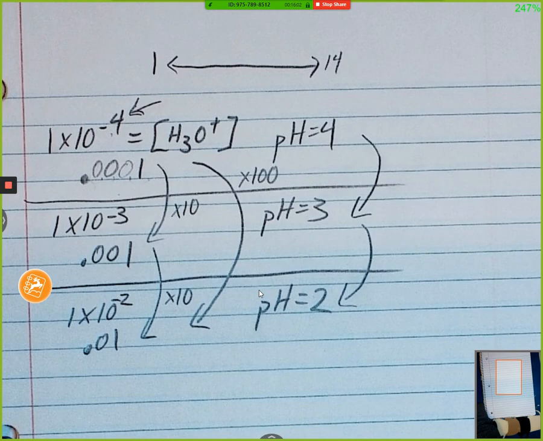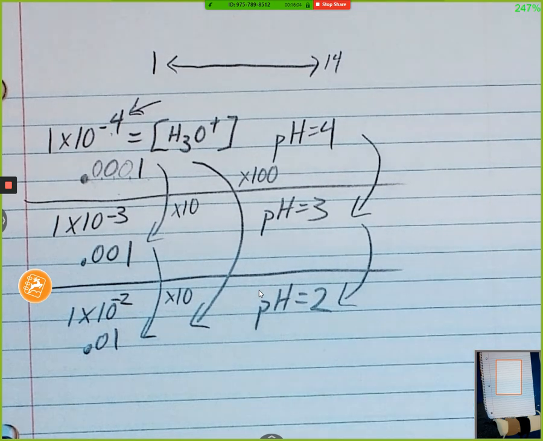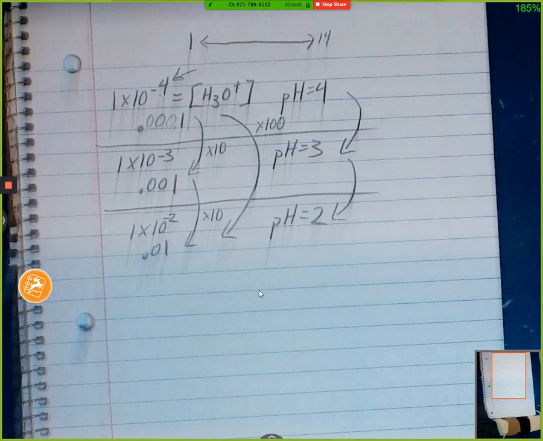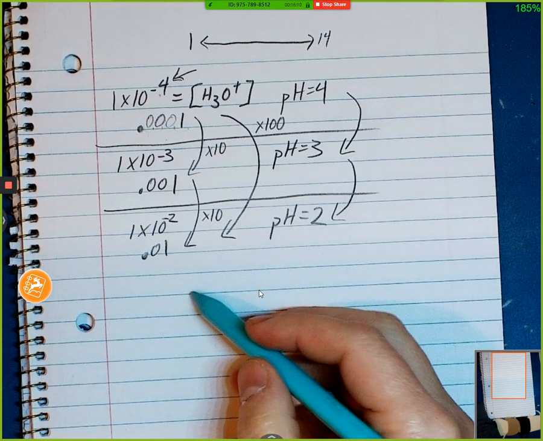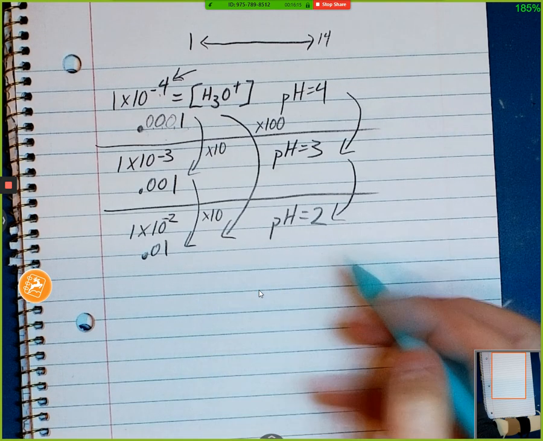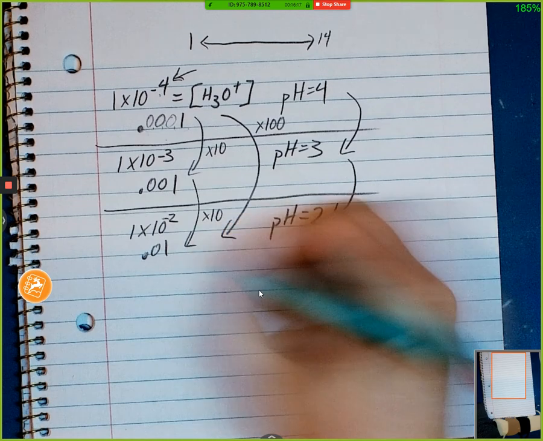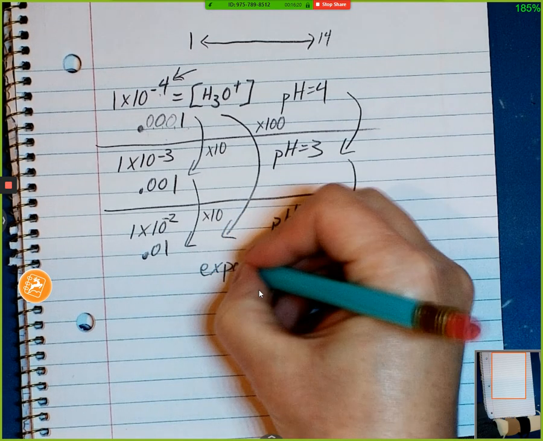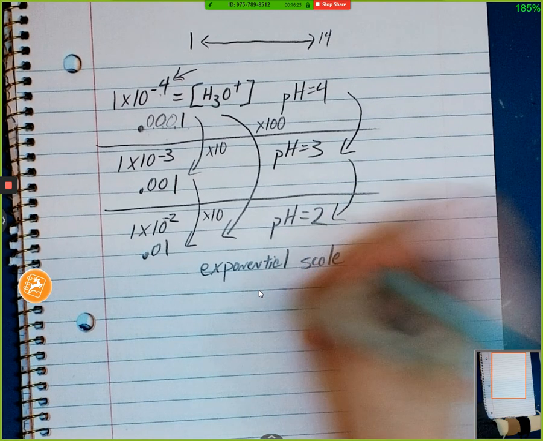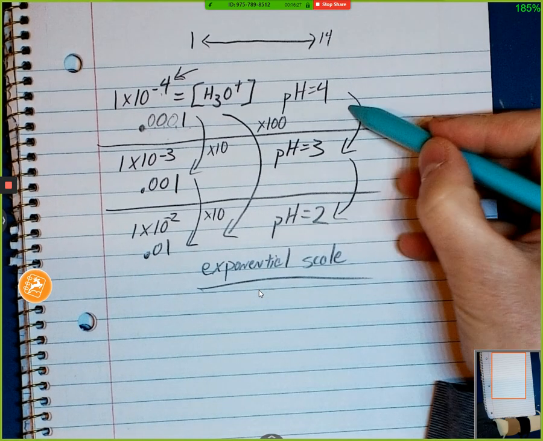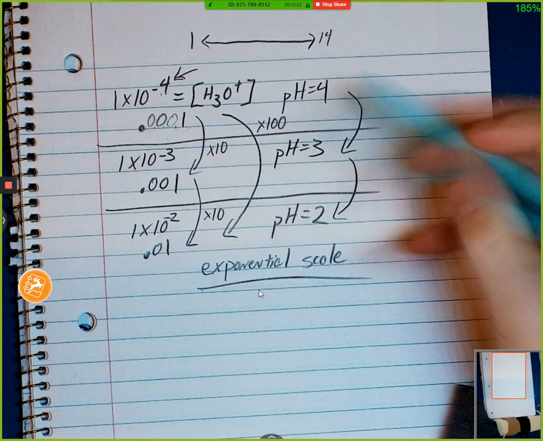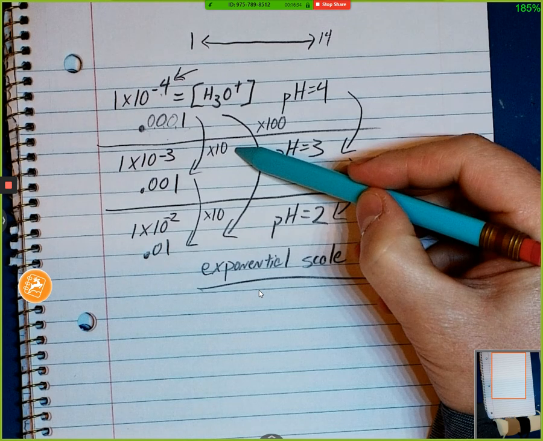The pH scale is not a linear scale. It's not like temperature. It's not like, okay, well, it's 65 degrees outside, that's a little chilly, but maybe it'll be 75 later and that'll be a little warm. This is an example of an exponential scale. Meaning that even though it looks like we're just going up by one step, each one step is actually a tenfold increase or decrease from what we had before.